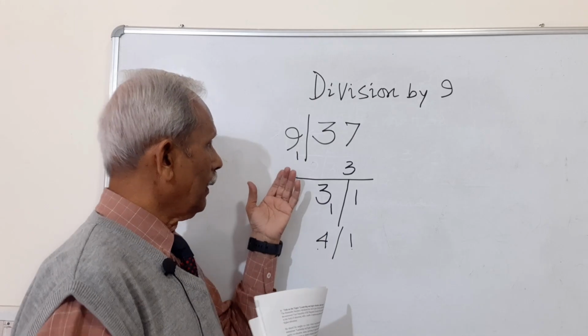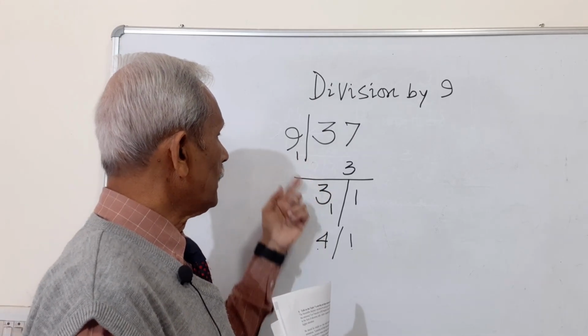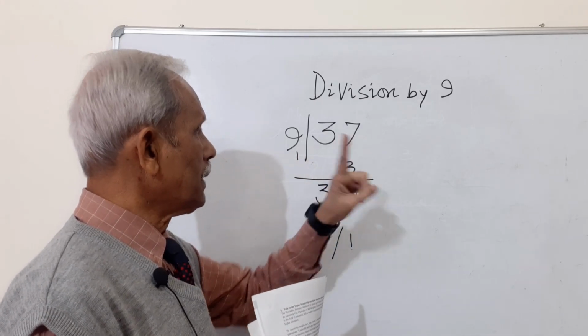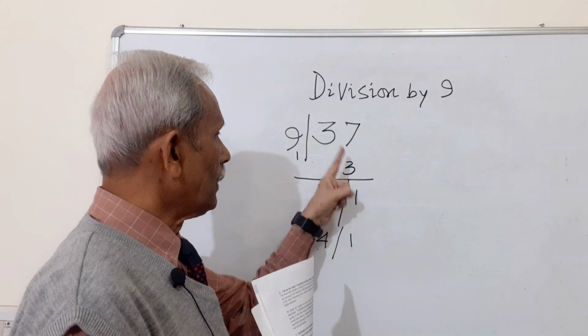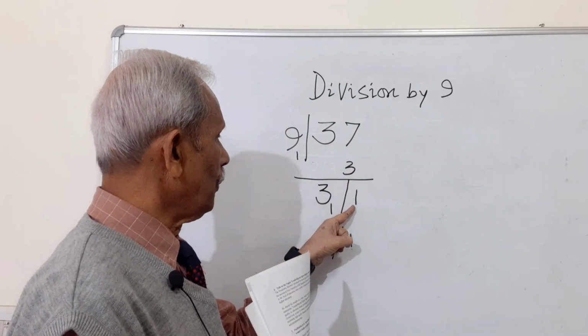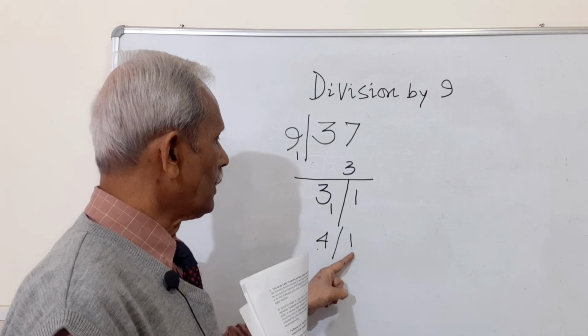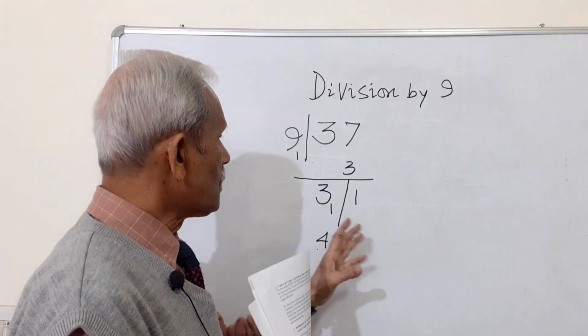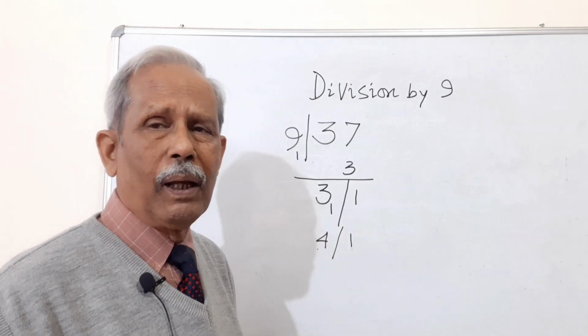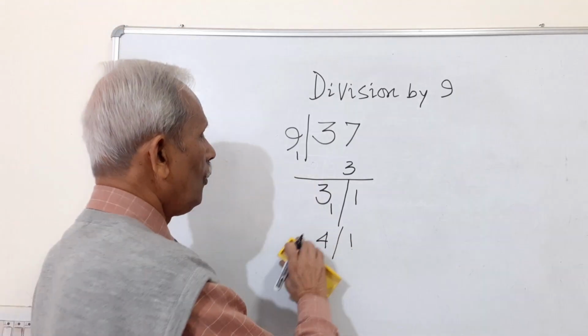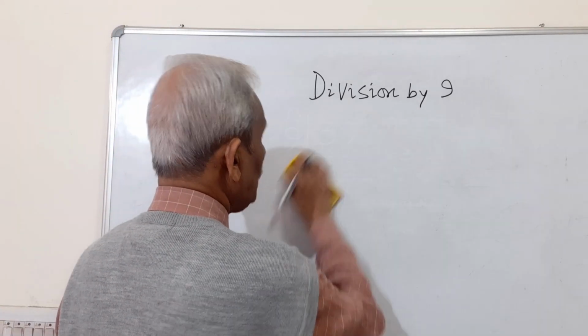Once again, bring down 3 as it is. 3 into 1, 3 here. 7 plus 3, 10. 9 goes 1 time, write a 1 here. And what is the remaining? 10 minus 9 is 1, write 1 here. 3 plus 1, 4 and this is 1. So you have done the division of 37 in a straight line, and you will see when it's a bigger number how convenient it is and how beautifully you can do the division without any problem at all.